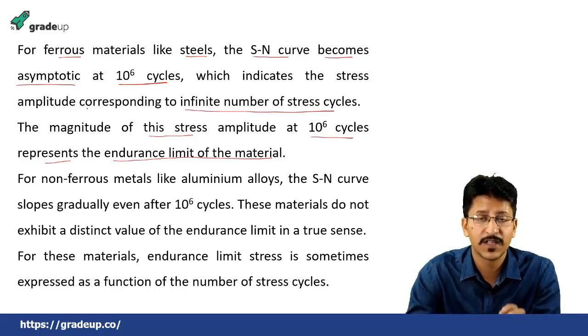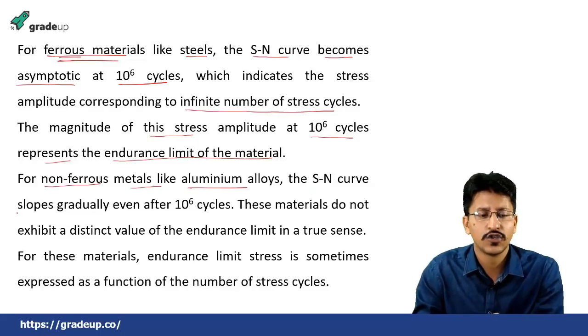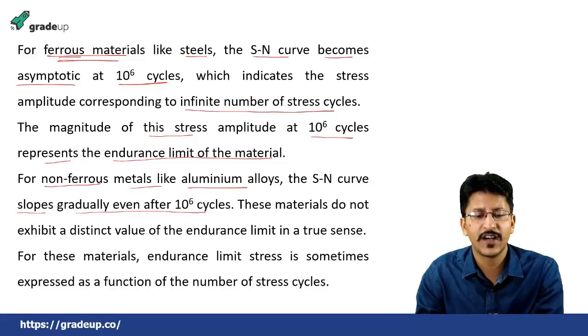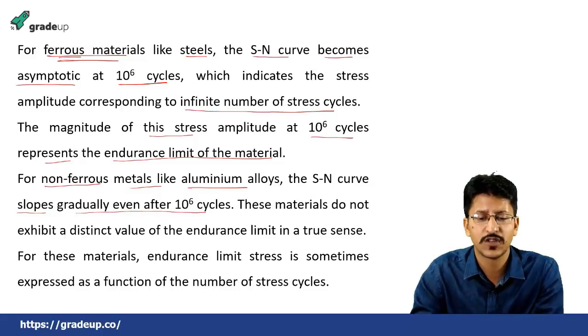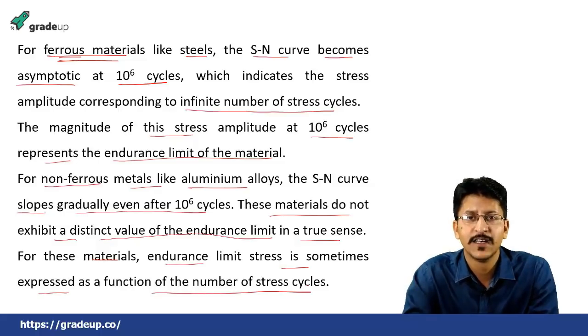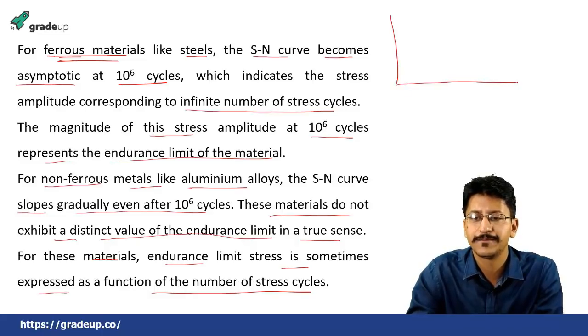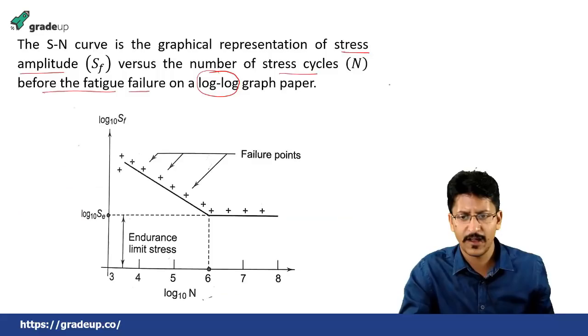But this was only the case for ferrous materials. For non-ferrous materials like aluminium alloys, the SN curve slopes gradually even after 10 raised to the power 6 cycles. So these materials do not exhibit a distinctive value of the endurance limit in a true sense. For these materials, endurance limit stress is sometimes expressed as a function of the number of stress cycles. If this is the kind of diagram, let me explain it in the earlier one only.